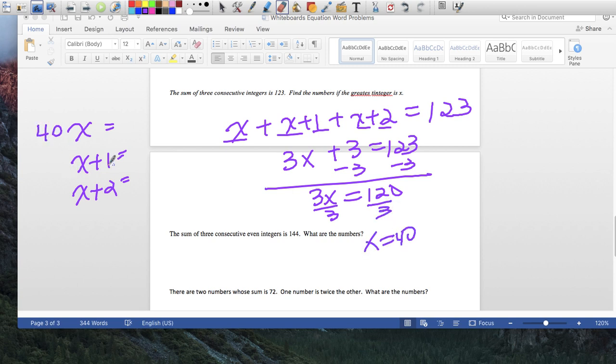If my first number is 40, the second number is going to be 40 plus 1, which is 41, and the third number is going to be 40 plus 2, which is 42. Now, this would be how most questions are worded, okay? So find the sum of 3 consecutive integers is 123, find the 3 integers, and I just did. But I made a mistake.